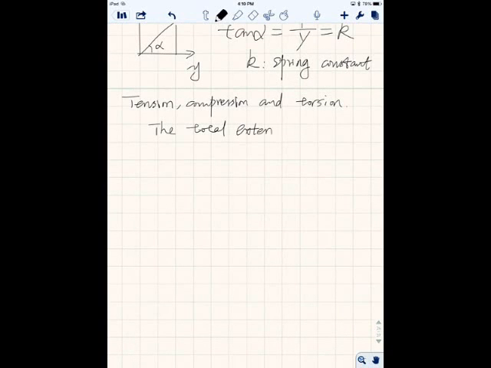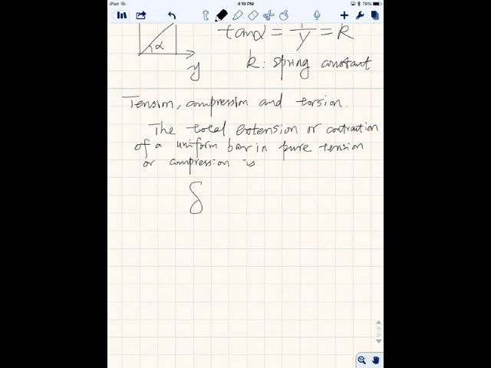Okay, total extension or contraction of a uniform bar, in tension or compression, is delta equals F times L divided by A times E.